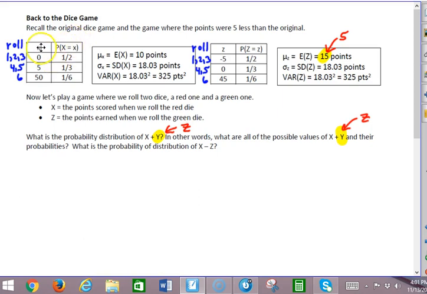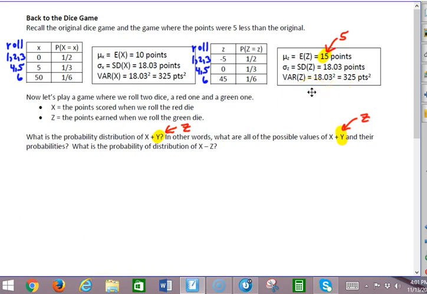In the original dice game, here were the point values that we got and their probabilities based on what numbers you rolled. So if you rolled a 1, 2, or 3, a 4 or 5, or a 6. Here is the mean, standard deviation, and variance for that game. Then in the second variation of the game, we subtracted 5 from all of the original points. So notice the spread is the same. The mean changed, and that should say -5 and not 15. The mean changed, but the standard deviation and the variance stayed the same.